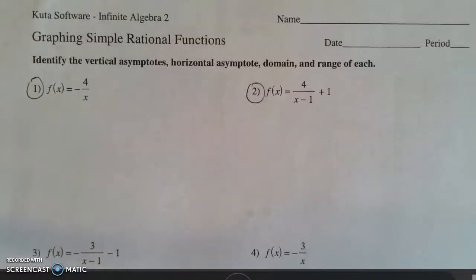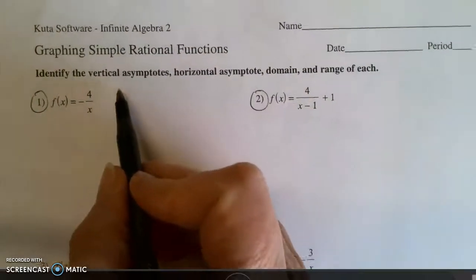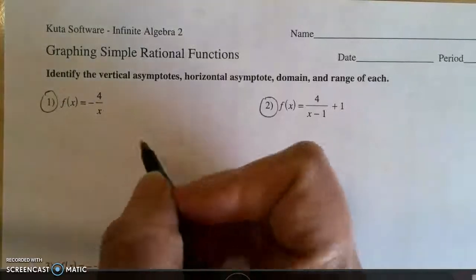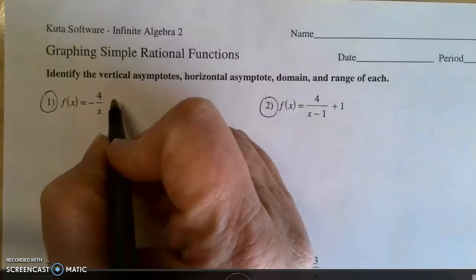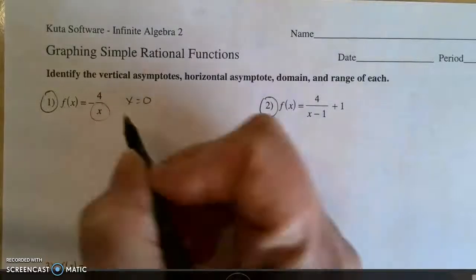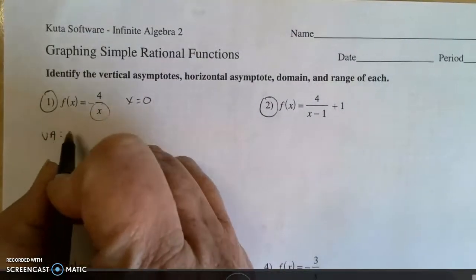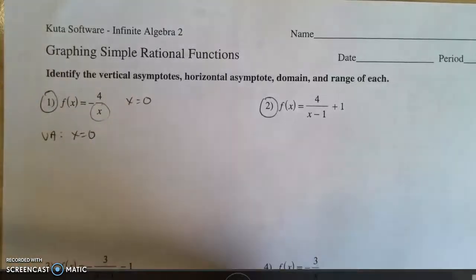All right, good morning. We are going to work on simple rational functions again. These are the reciprocal functions before we add the next step. So again, we're going to review vertical and horizontal asymptotes. To get our vertical asymptote, we set the denominator equal to 0. Our denominator here is x. So our vertical asymptote is x equals 0.